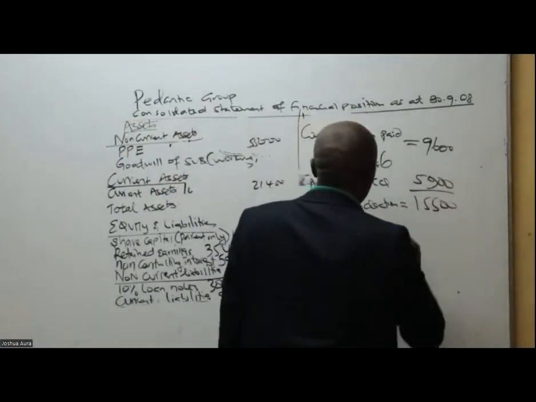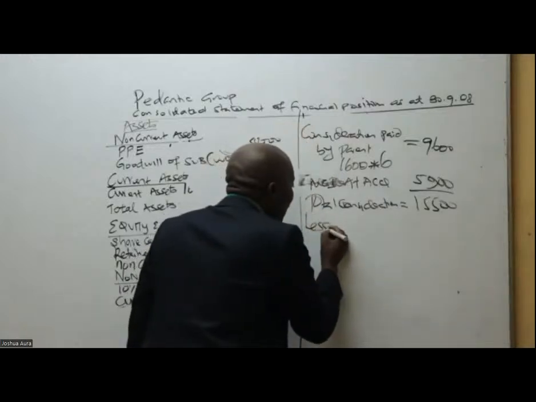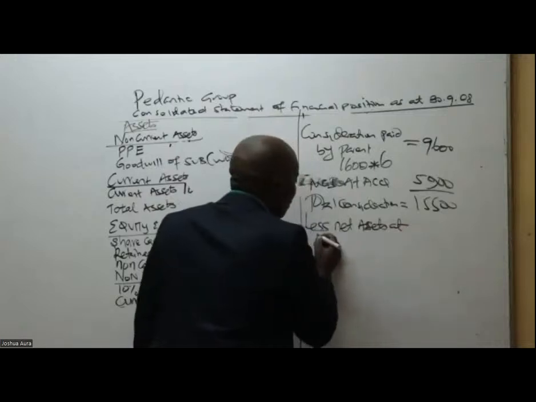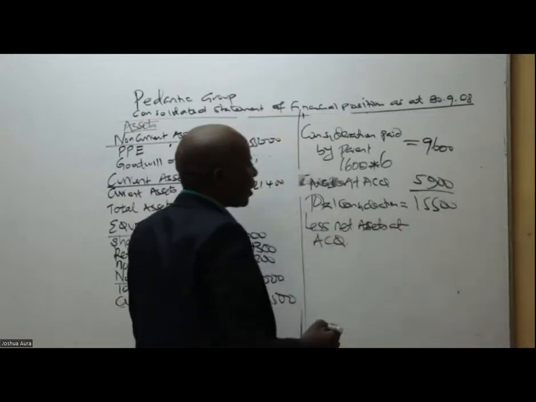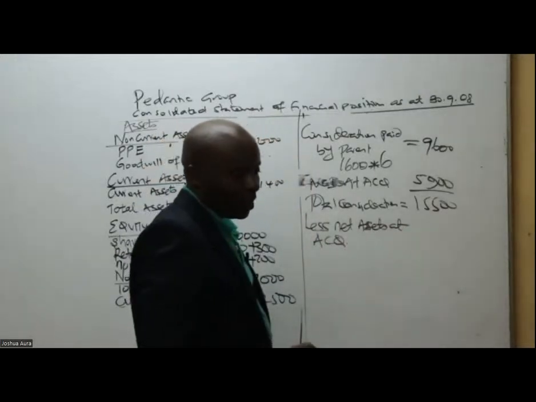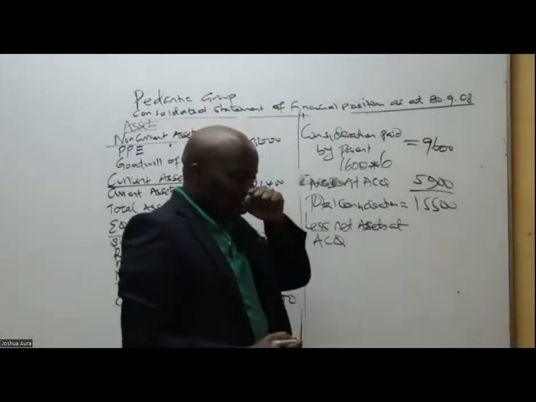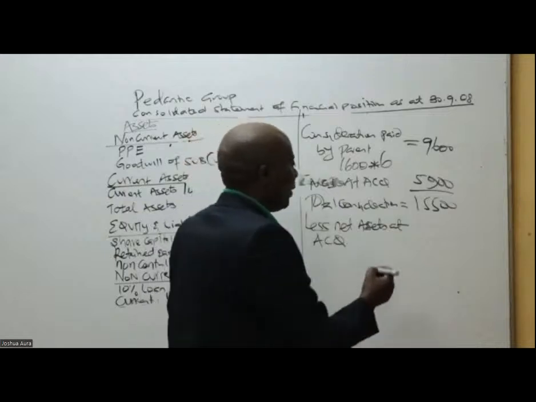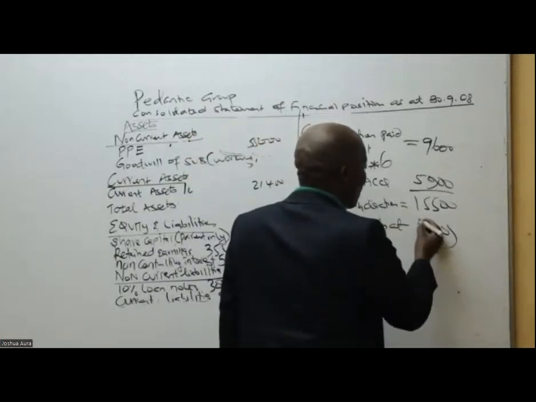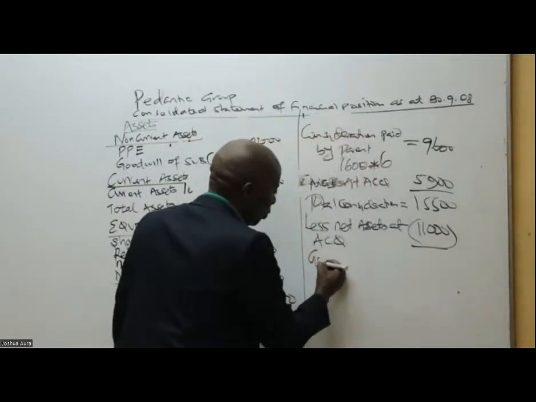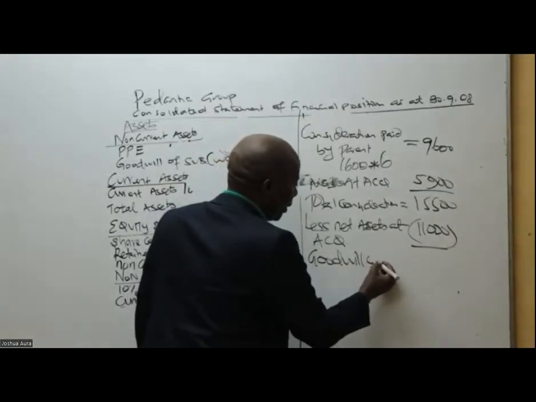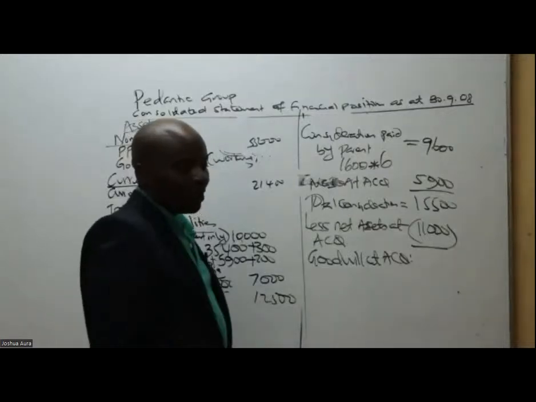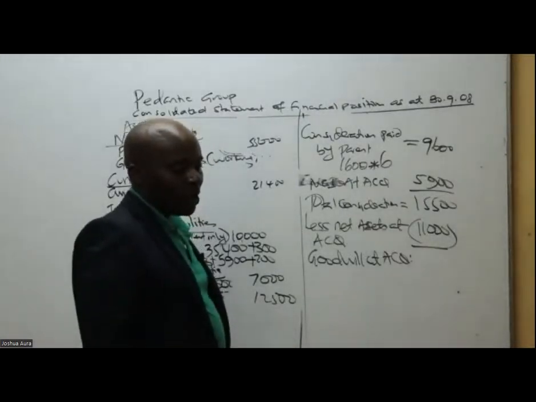15,500. So come on, less net assets at acquisition, which you gave me some figure. Are you able to remember the figure that you gave to me? It is 11,000. So when you subtract like this, you are able to get what we call goodwill at acquisition. What figure do we have?